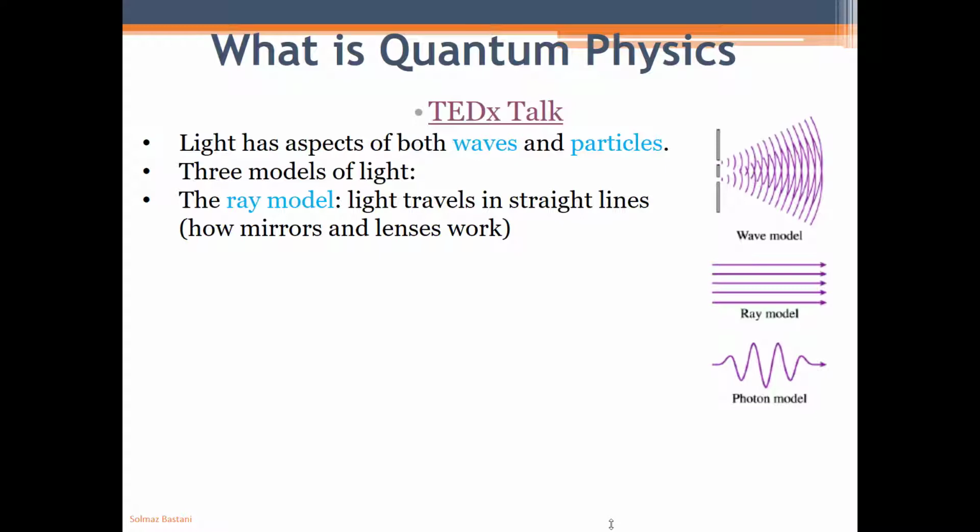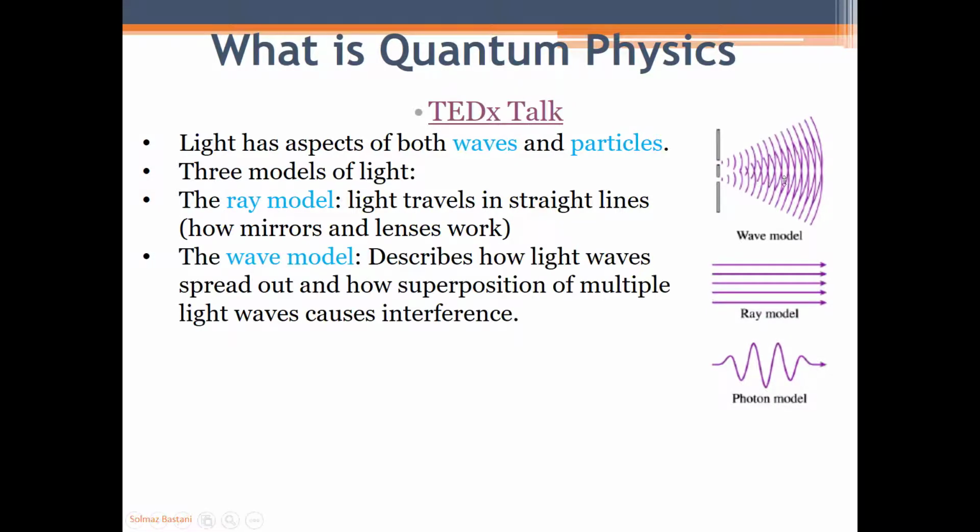Okay, and then we are here talking about the three models for the light. Now, the ray model is the first model that you can see here, and it says that light travels in straight lines. So this is how we explain mirrors and lenses. The second one is the wave model, and you can see the schematic here, that describes how light waves spread out and how superposition of multiple light waves causes interference. Remember that we talked about interference and diffraction a lot. So what helped us explain interference and diffraction is the wave model.